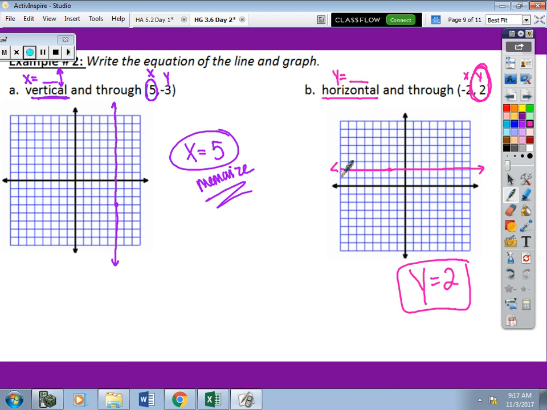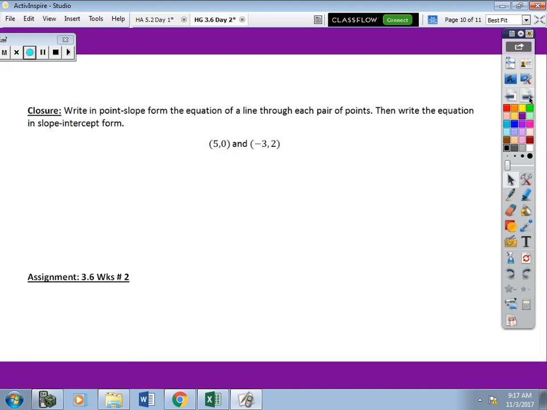Go ahead and try the closure. For those of you taking the notes, you'll need more practice on this. So write the equation, and you only have to do it in point slope and slope intercept, so I don't make you do standard form. That goes through these 2 points.